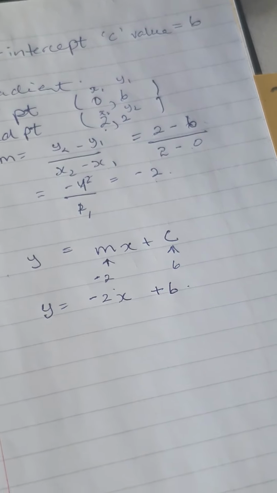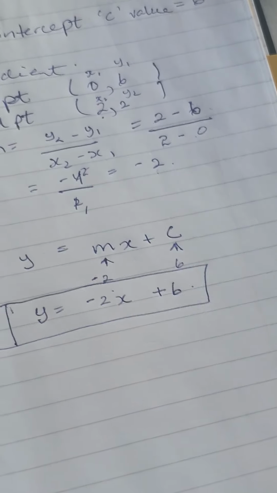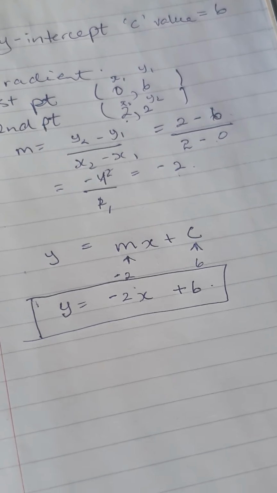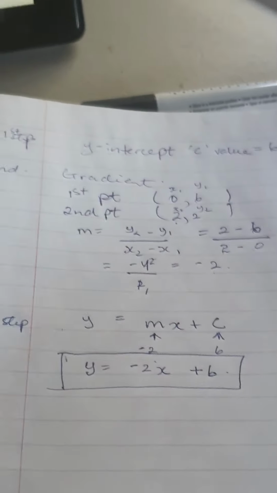And that's it. That's the equation of your line. That's your answer. Right, so that's your answer and that's the equation of your line. Okay, so now let's just recap all the steps.